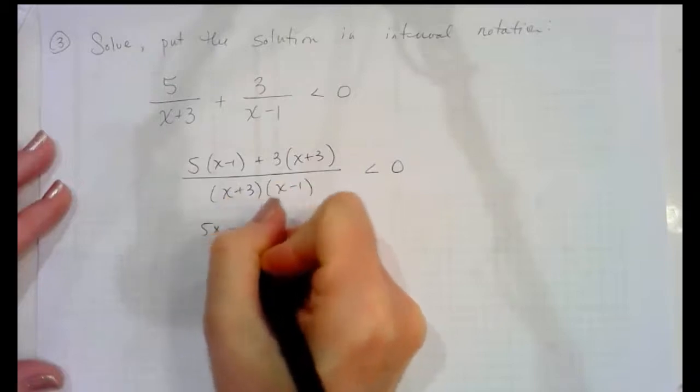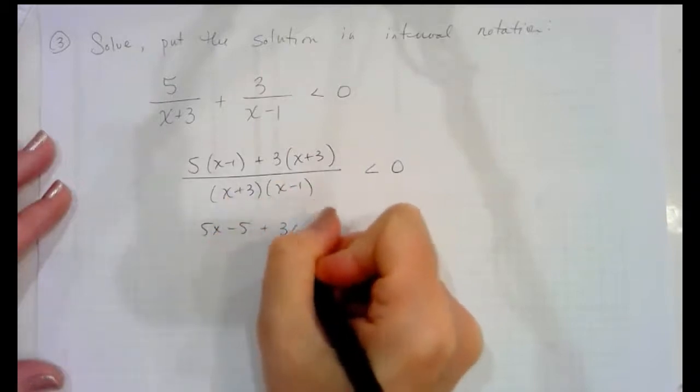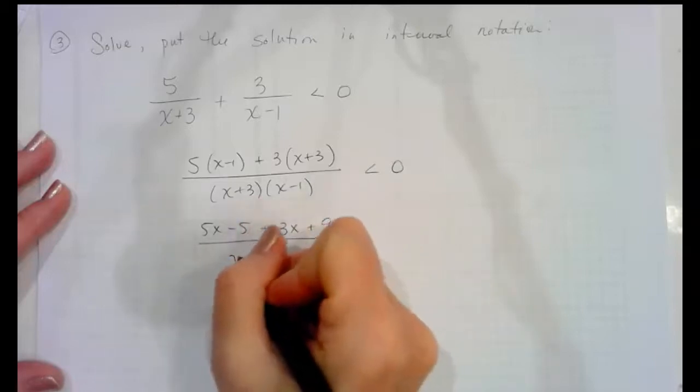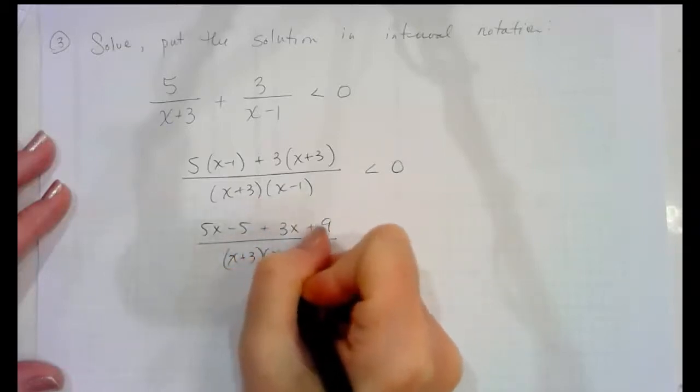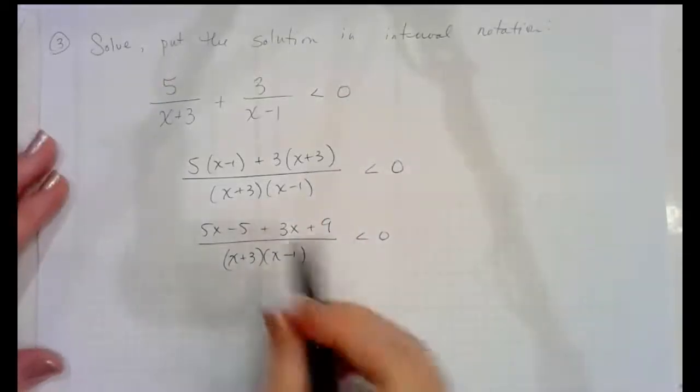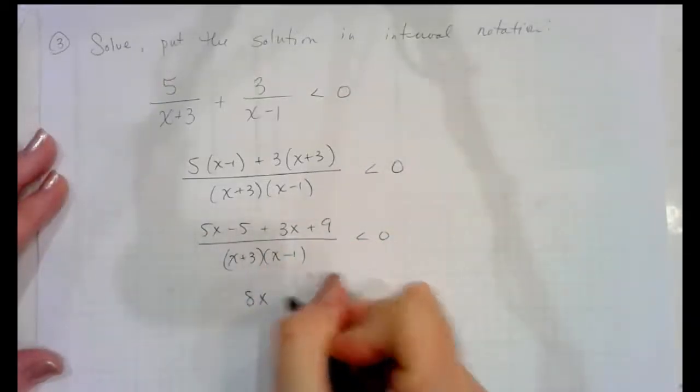So 5x minus 5 plus 3x plus 9 over x plus 3 times x minus 1 strictly less than 0. Combine the like terms.